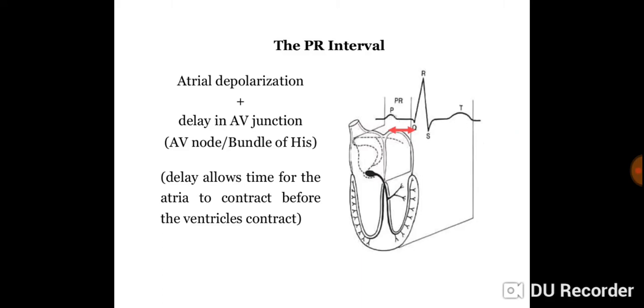So P wave starts it off. The PR interval is from the start of the P wave to the start of the QRS complex. It does not include the QRS complex. It shows you the duration of atrial depolarization plus the delay that is happening in the AV junction. Now, it gives you time for the atria to contract. This is the PR interval, from here to here.